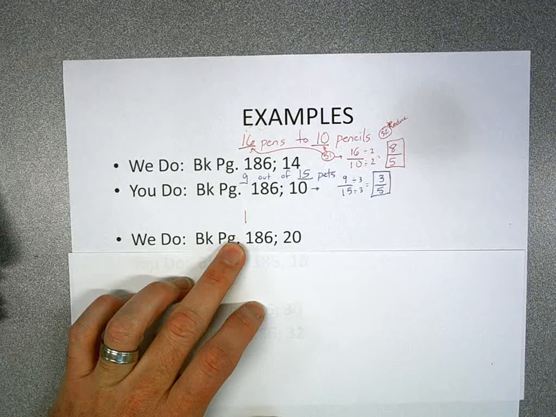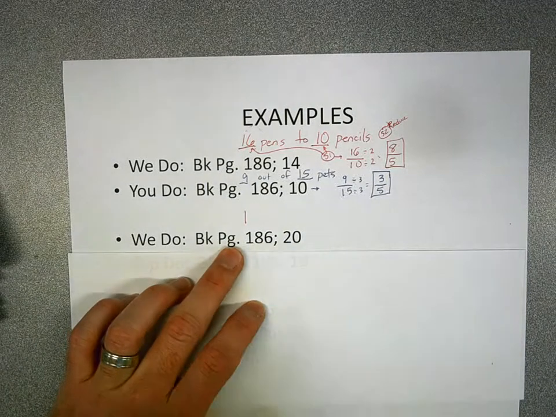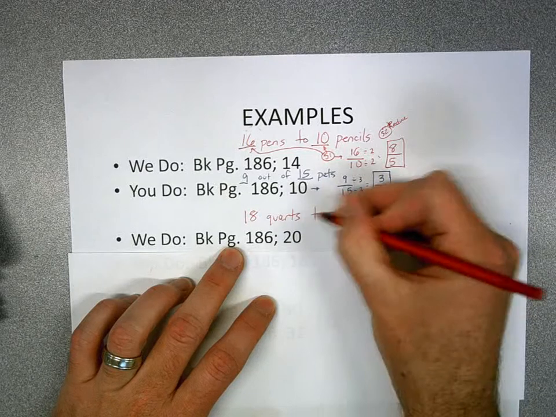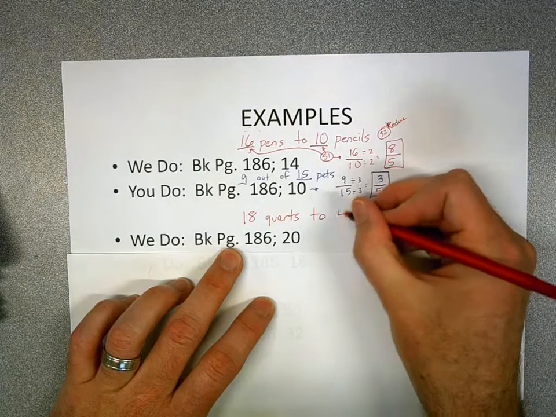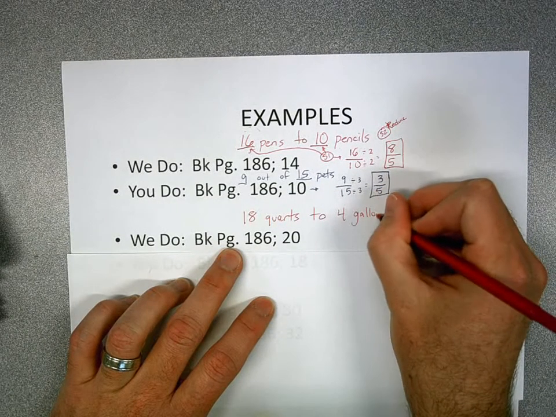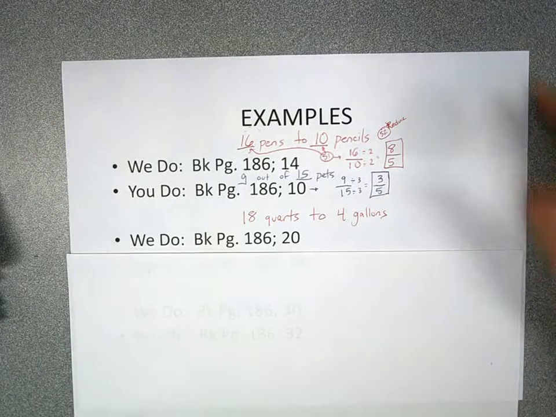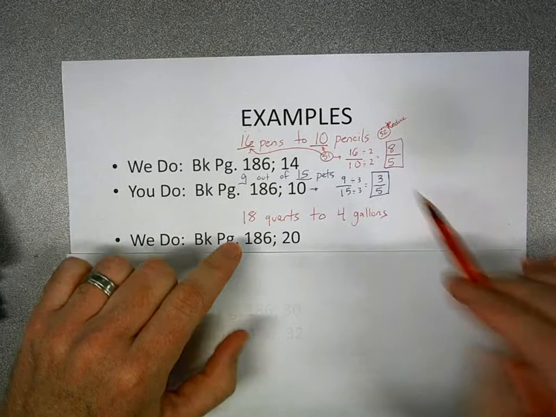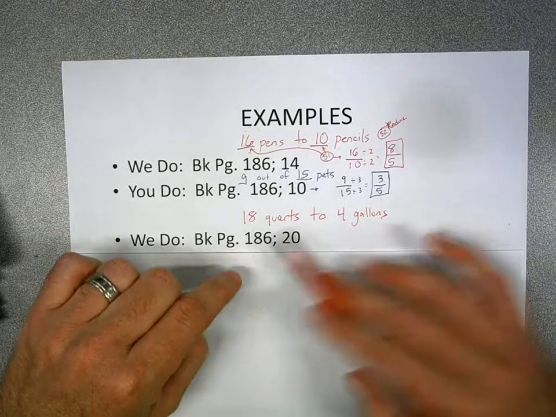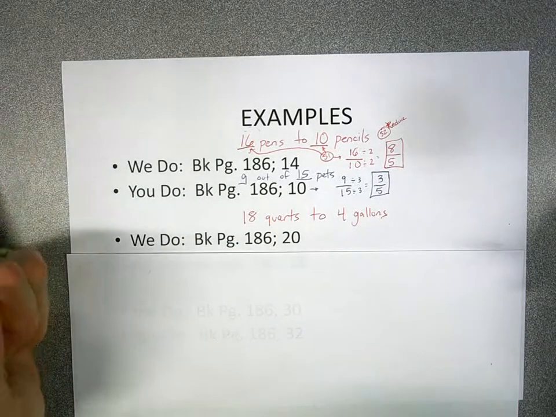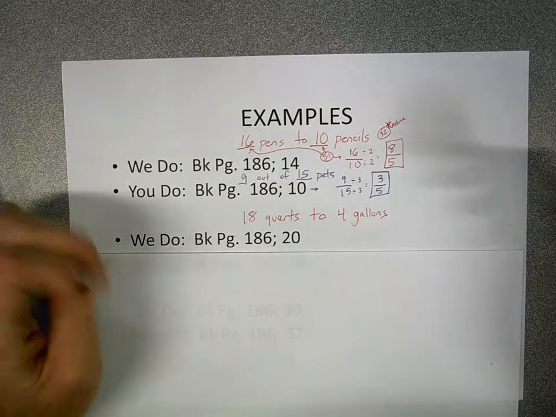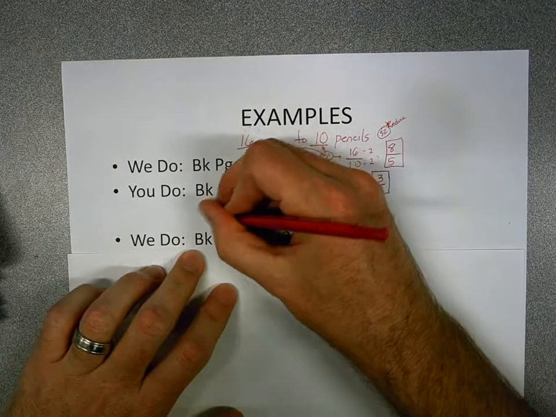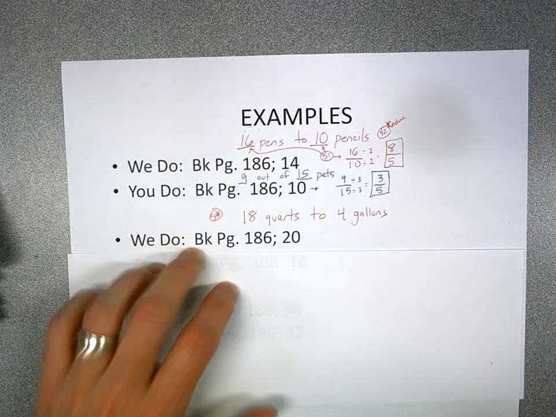So number 20 has 18 quarts to 4 gallons. 18 quarts to 4 gallons. So here's what we're going to do. Many of us right off the bat, if we were to follow these two steps, you'd have 18 over 4. You would reduce it, get probably a 9 over 2. And unfortunately, that would be wrong. We'll call this step star. It's a little reminder step right at the very beginning.